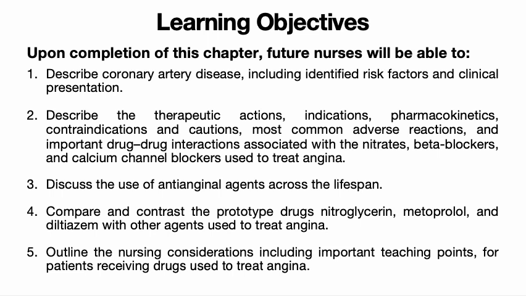For our learning objectives, upon completion of this chapter, future nurses will be able to describe coronary artery disease, including identified risk factors and clinical presentation; describe the therapeutic actions, indications, pharmacokinetics, contraindications and cautions, most common adverse reactions and important drug-to-drug interactions associated with the nitrates, beta blockers, and calcium channel blockers used to treat angina; discuss the use of anti-anginal agents across the lifespan; compare and contrast the prototype drugs nitroglycerin, metoprolol, and diltiazem with other agents used to treat angina; and outline the nursing considerations, including important teaching points for patients receiving drugs used to treat angina.